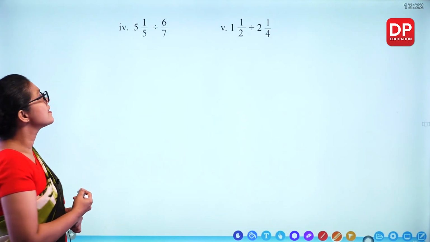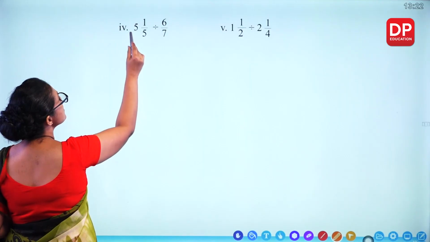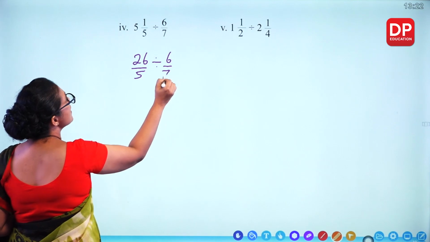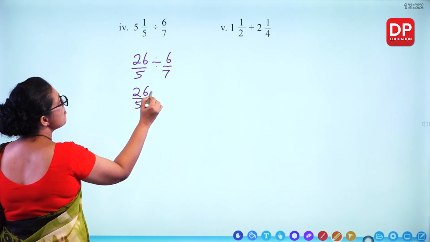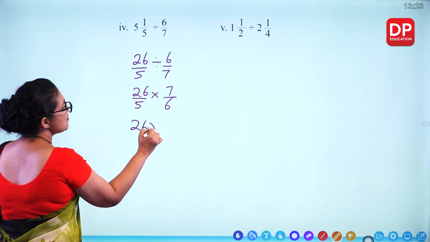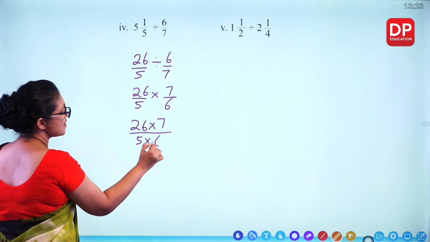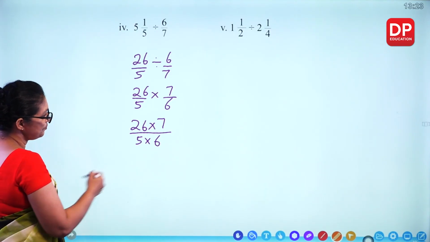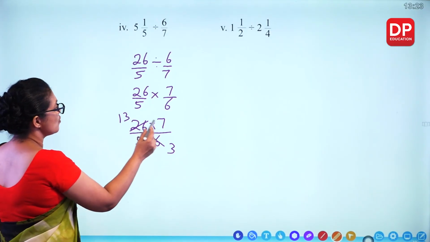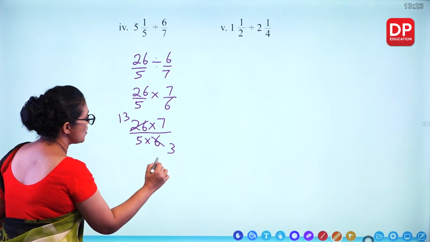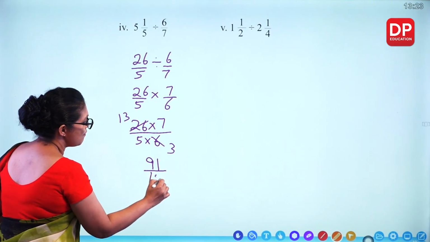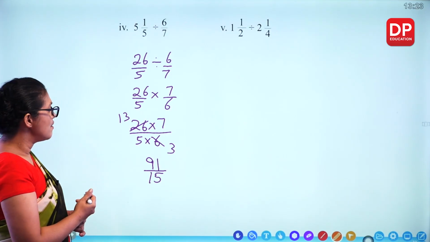You get mixed numbers. Convert to improper fractions. 26 over 5 divide by 6 over 7. Convert to multiplication by taking the reciprocal of the second fraction. 26 times 7, 5 times 6. Simplify. 2 times 3, 2 times 13. So multiply now. 7 times 3, 21 and 91 there. 5 times 3, 15. So this is an improper fraction.